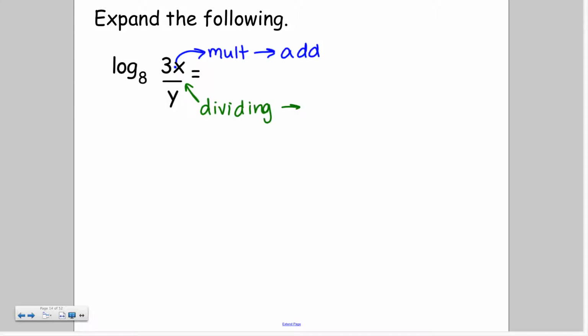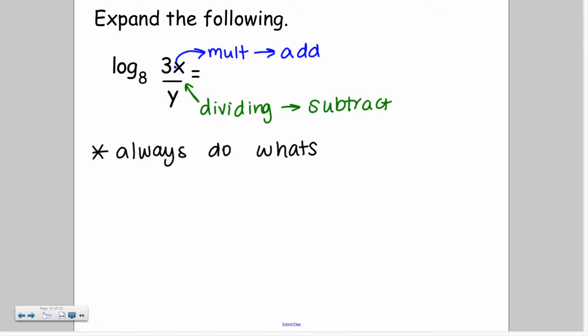So when I expand it and I make it bigger for this area, I'm going to subtract. Now, I have 3 parts going on here. So I'm going to have 3 log base 8s when I finish. Okay? But I'm always going to do what's on top first. So make a note of that. Always do what's on top first. All right, and then you can put everything else on the bottom.